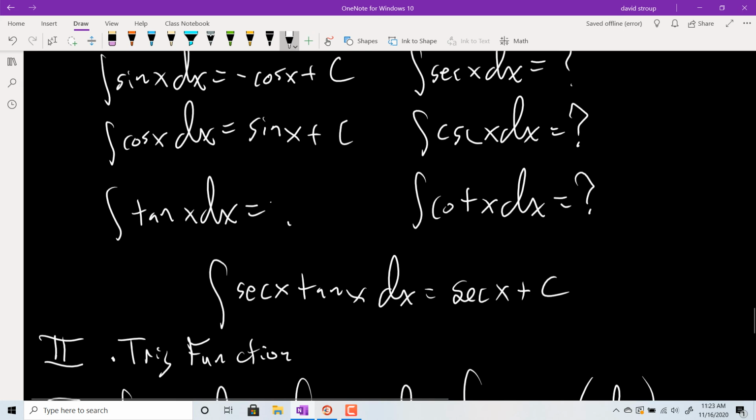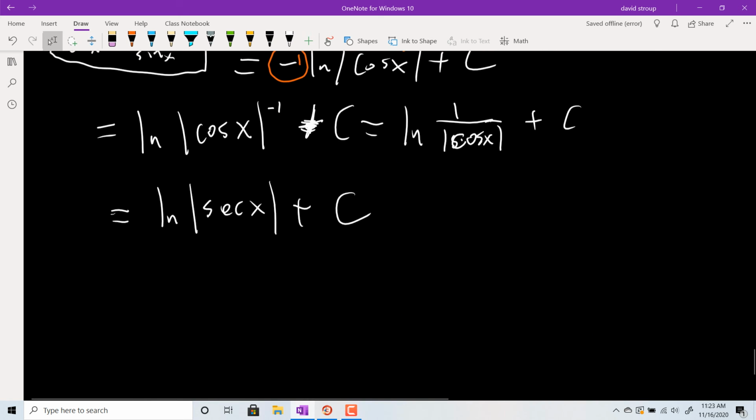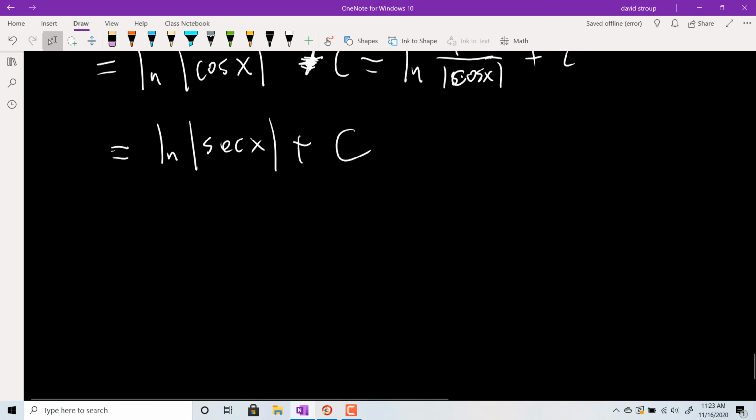It's either the negative ln of the absolute value of cosine x plus c, or it's the ln of the absolute value of secant x plus c. So these other ones we don't use as much. Okay, I'll just give you the secant version, which you probably won't have to have memorized either, but it does come up an awful lot.